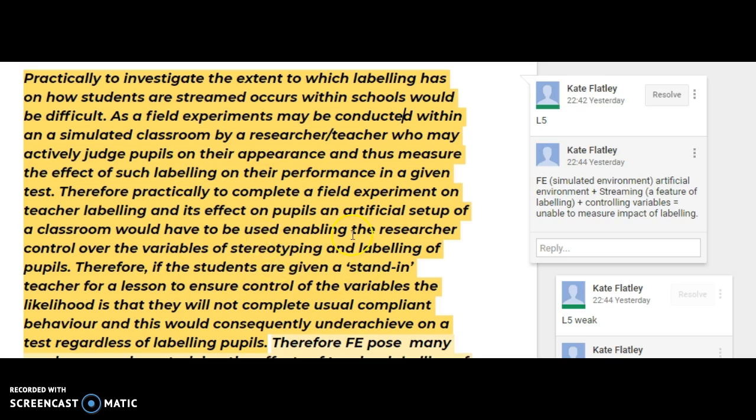But she's implying that there is a bit of a problem in trying to simulate the labelling process in a field experiment, which is going to be quite problematic, and the impact of measuring students' achievement because of it is going to be hard to do. And she's trying to convey that across, which I've tried to break down in my comments to show how I would give it level 5.